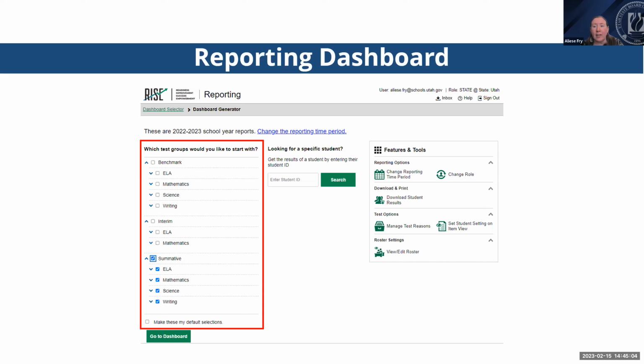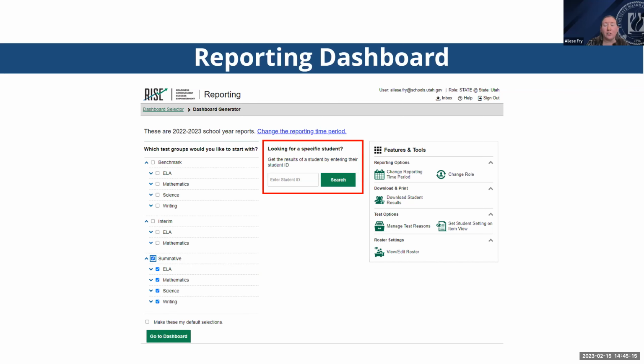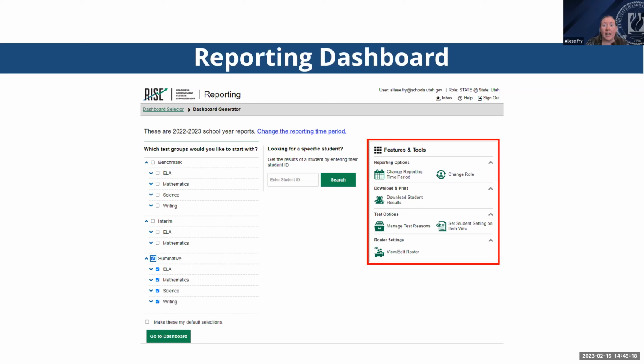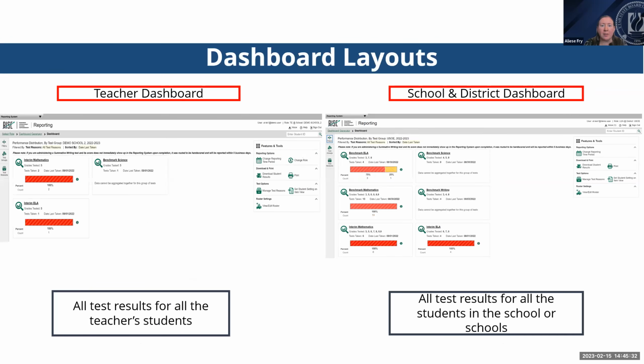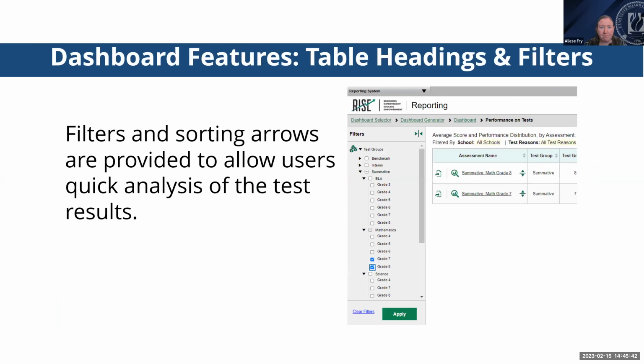The dashboard generator allows the user to determine which types of test groups they would like to start with, as well as being able to default these selections for subsequent logins. The screen also allows for a quick search for specific SSIDs, as well as changing various settings in the features and tools menu, like changing the reporting time period so that you can look at historical RISE data, downloading student results, and all sorts of other functionality. It's important to note that the teacher dashboard and the school or LEA level dashboard are going to look slightly different. Users can see overall test results directly from the dashboard page.